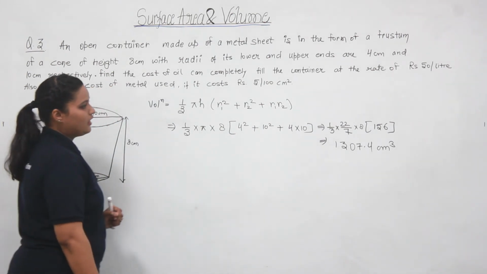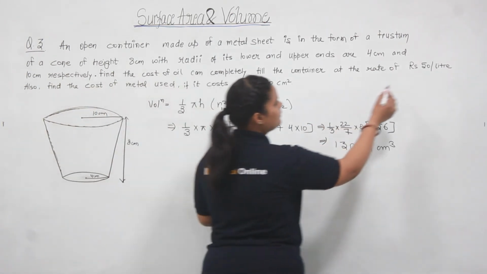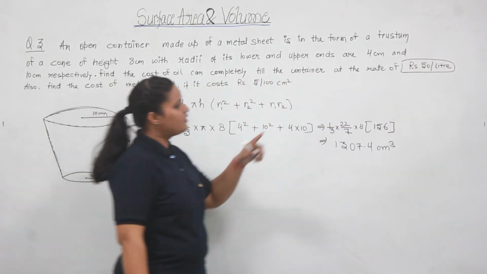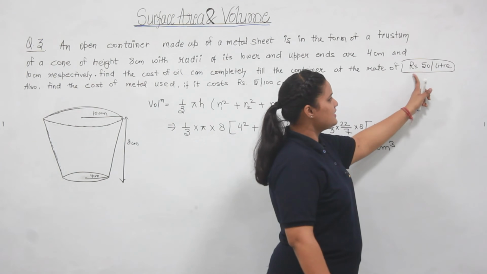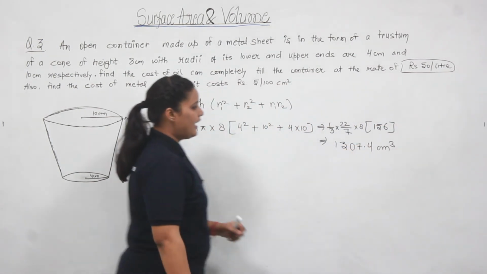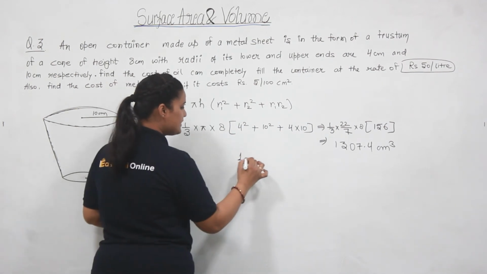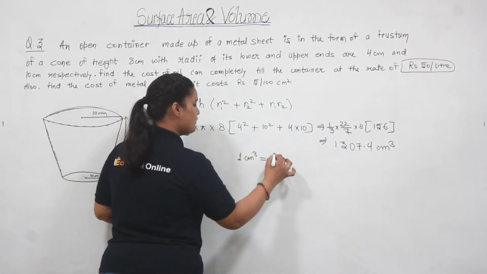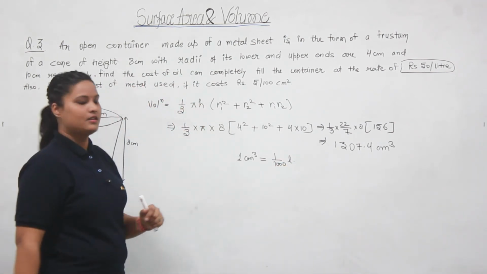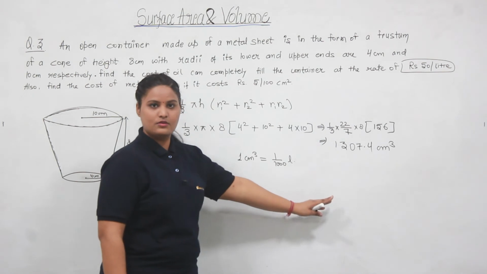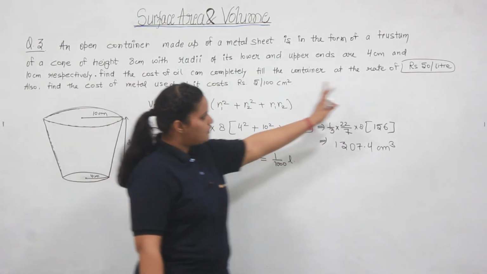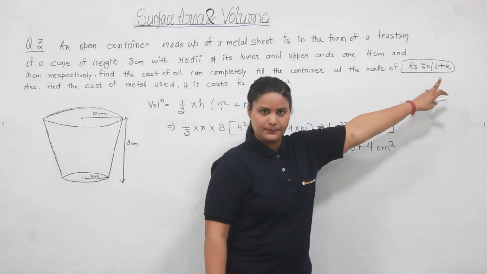Now you have to find out the volume actually in liters, because the rate is given in liters. It is rupees 50 per liter. So you have to convert the unit, and we all know that 1 centimeter cube is equal to 1 by 1000 liter. Correct? It means I have to divide this by 1000, and I also have to multiply it with 50 because the rate is given.